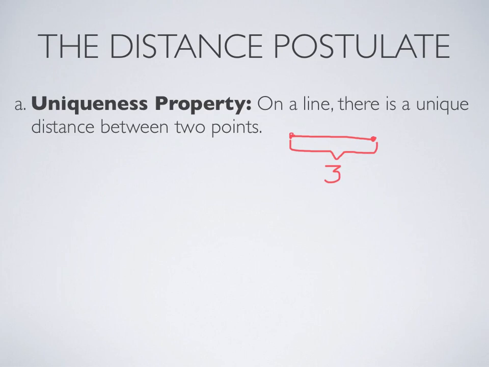And that sort of eliminates the possibility of saying, like, well, why couldn't we just measure like this? Because that's not the straight path, and so the way we define distance, we define it as having to be a straight line. So uniqueness property says that when I have 2 points on a line, no matter how I measure it, it's got to come out the same.